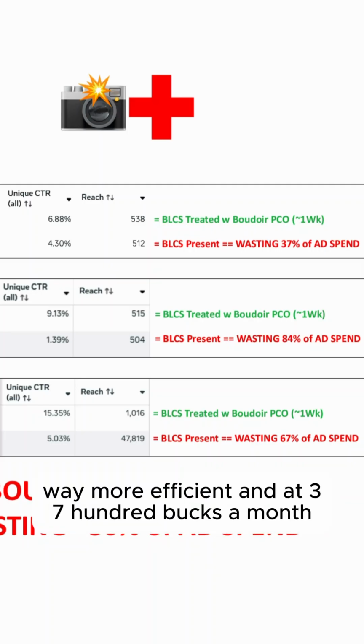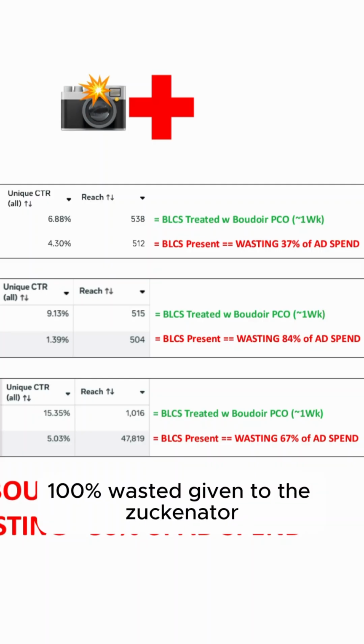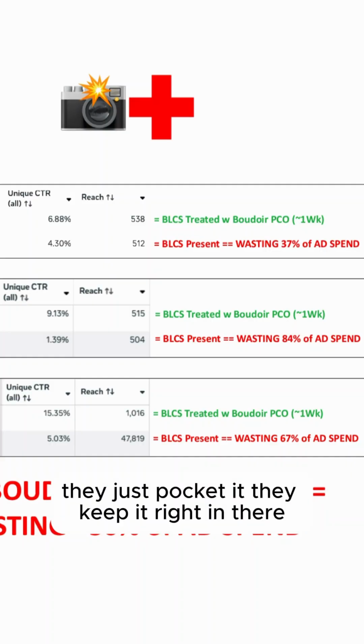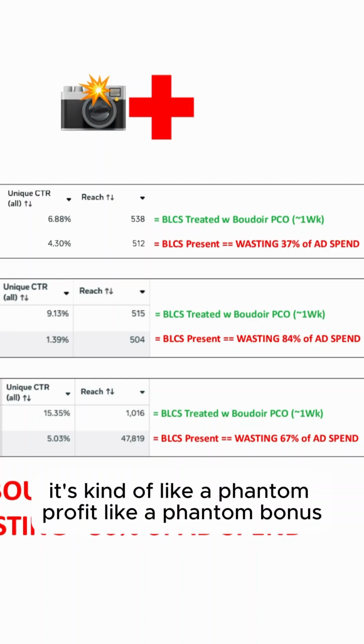And at $3,700 a month, they no longer have to spend. That was being wasted previously, 100% wasted, given to the Zuckinator. They just pocket it. They keep it right in their pocket, don't have to spend. It's kind of like a phantom profit, like a phantom bonus.